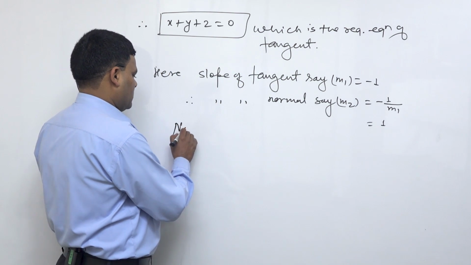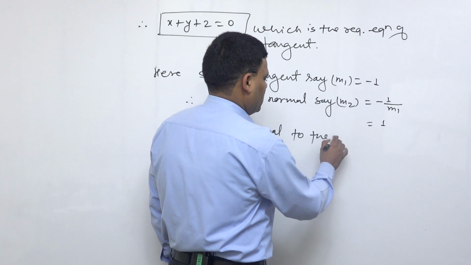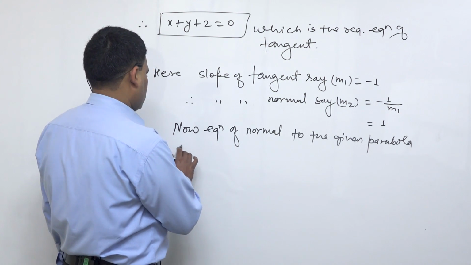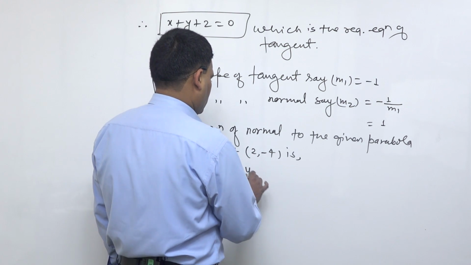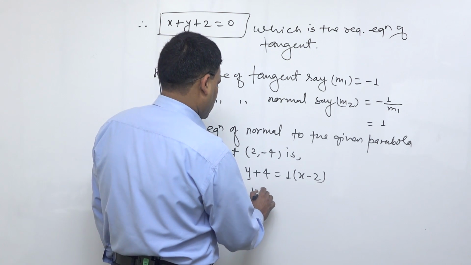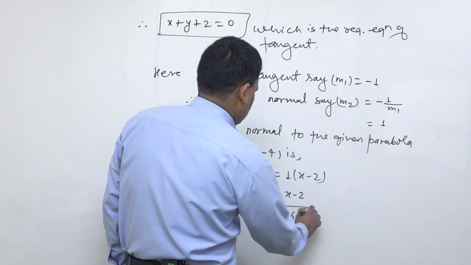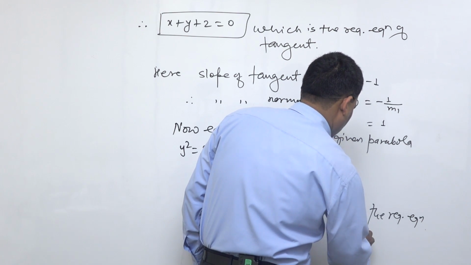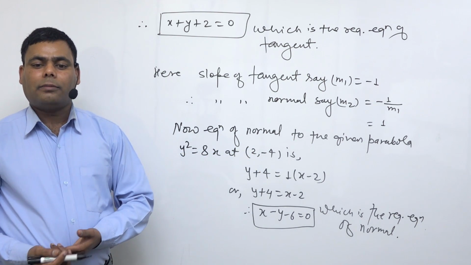Now the equation of normal to the given parabola y square equals 8x at (2, minus 4) is y minus y1 equals m into (x minus x1), or y plus 4 equals x minus 2. Therefore x minus y minus 6 equals 0, which is the required equation of normal to the given parabola y square equals 8x at (2, minus 4). We have another question.